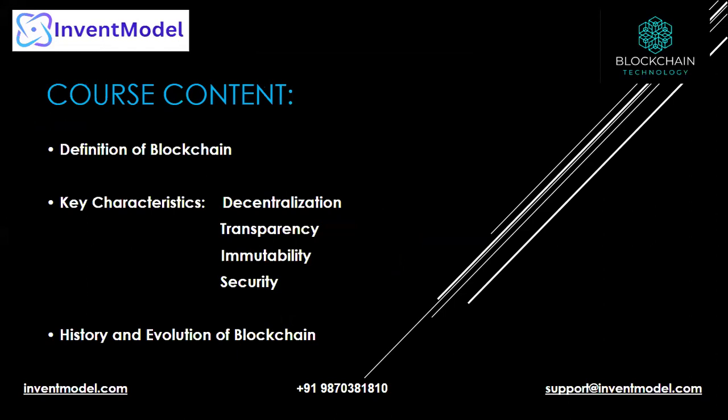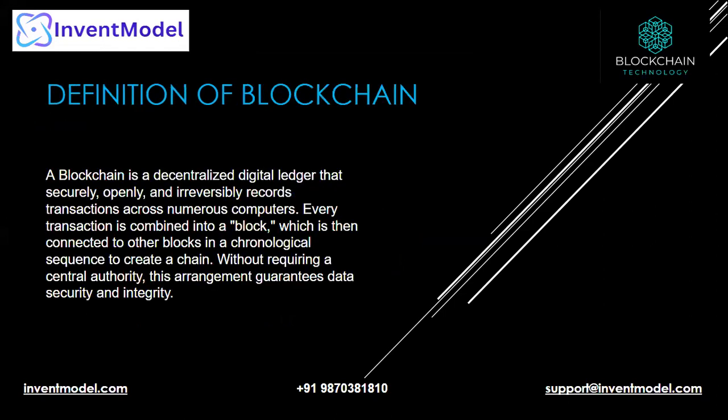So first we move to the definition of blockchain. Our first question is, what is blockchain? Blockchain is a decentralized digital ledger that securely, openly and irreversibly records transactions across numerous computers. Every transaction is combined into a block, which is then connected to other blocks in a chronological sequence to create a chain. I will explain what the terms written here mean.